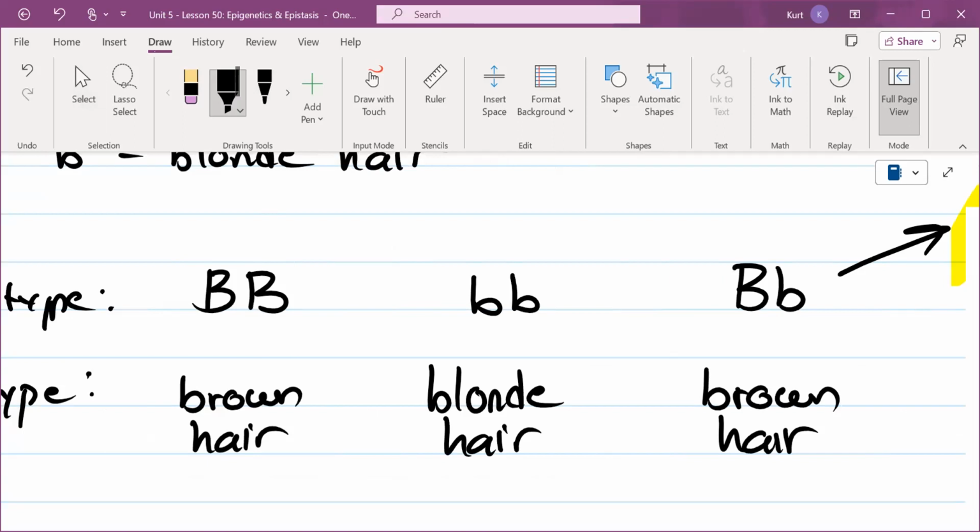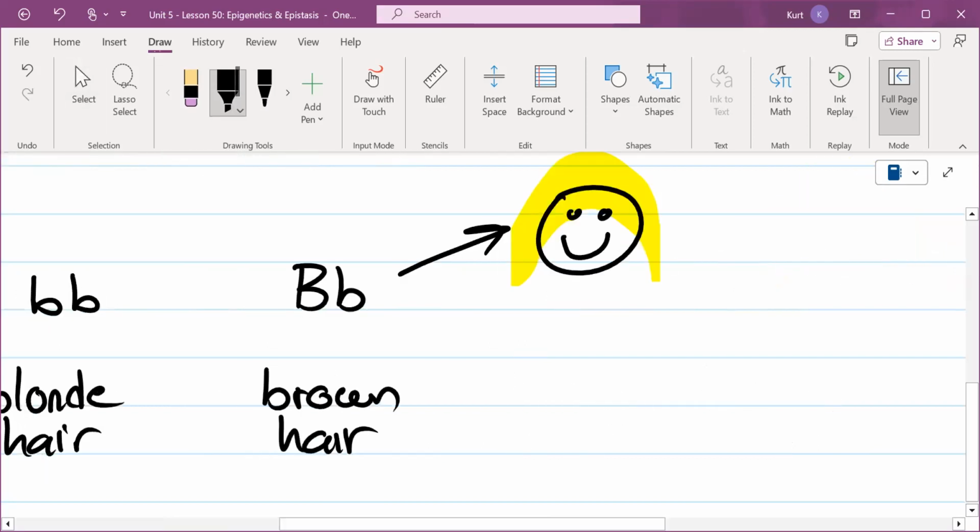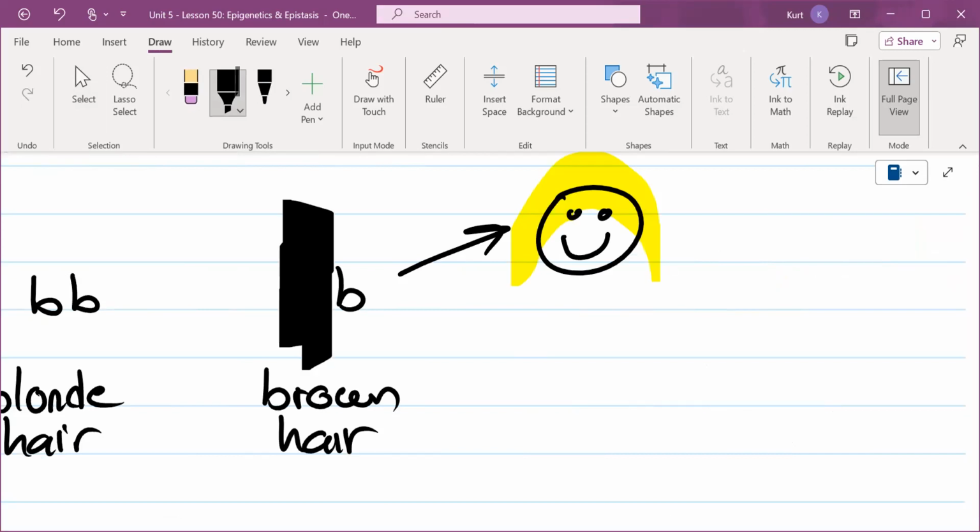Let's look over here at this blonde person. What if one of their recessive alleles was methylated? What would their hair color be? Okay. What if this one was methylated? What would their hair color be? That's all they've got. Now let's go to the heterozygote. What if their dominant allele was methylated? What color would they have?